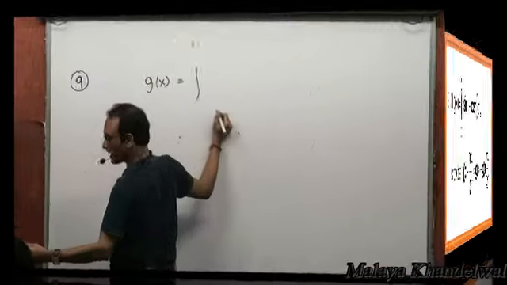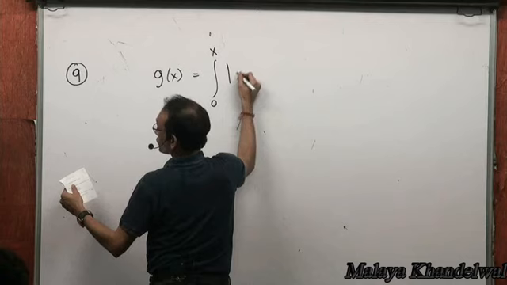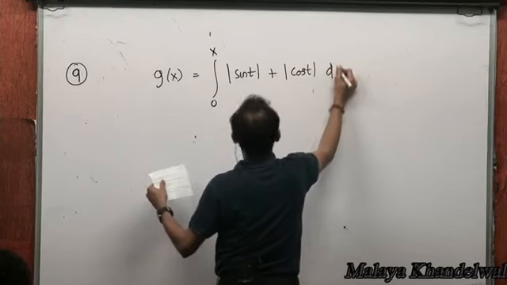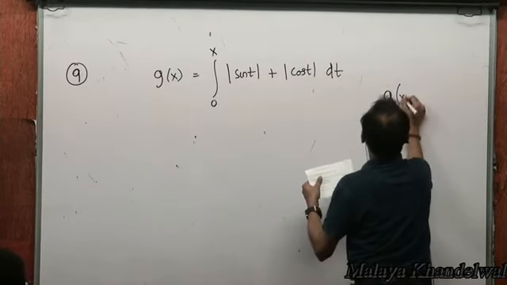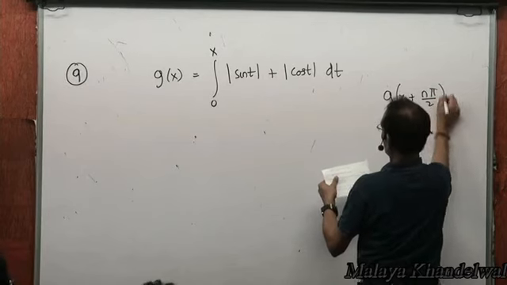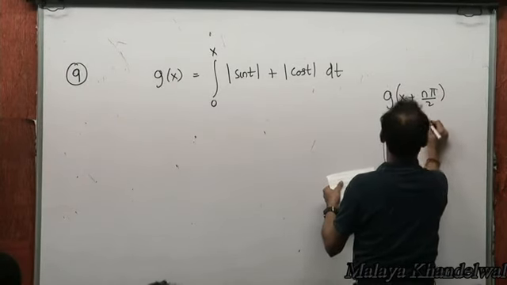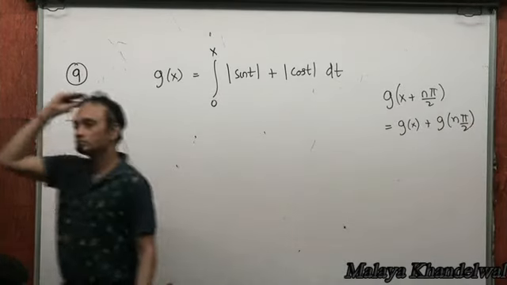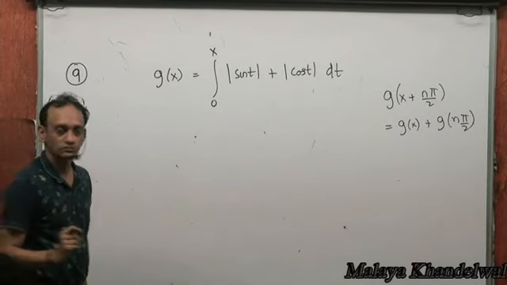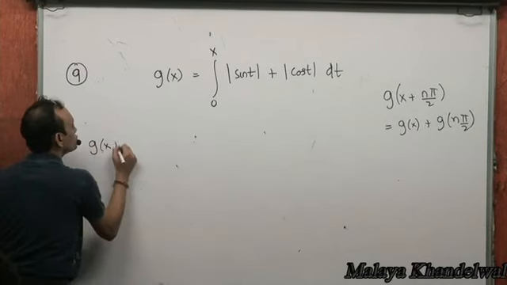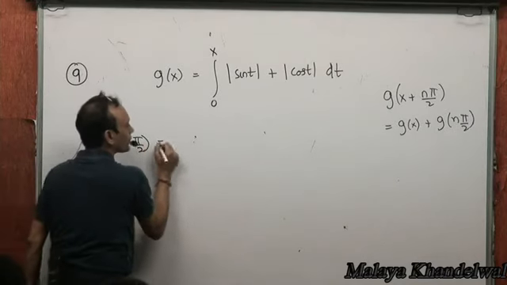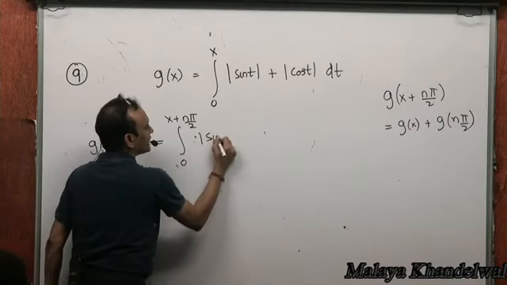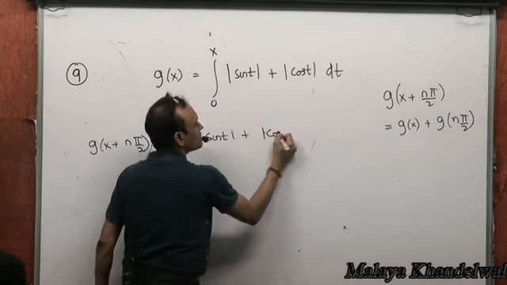g of x is the integral from 0 to x of mod sine t plus mod cos t dt. We want to show g of x plus n pi by 2 equals g of x plus g of n pi by 2. This is what we want to establish, right? Clear? What is g of x plus n pi by 2? That's going to be the integral from 0 to x plus n pi by 2 of mod sine t plus mod cos t dt.